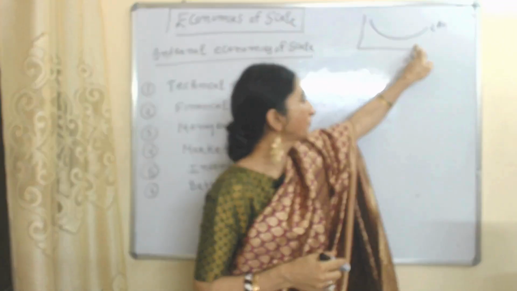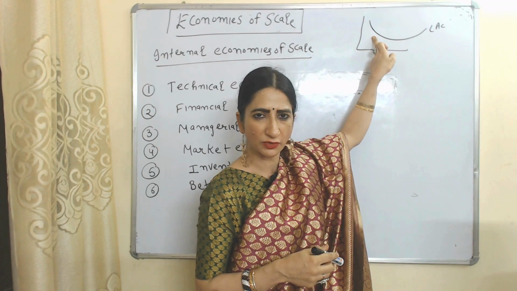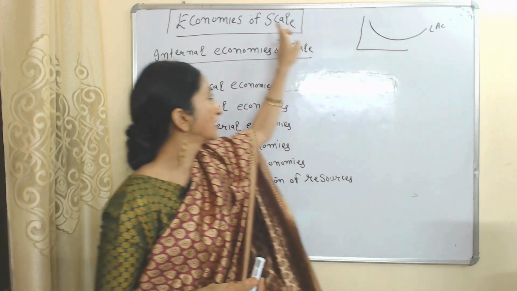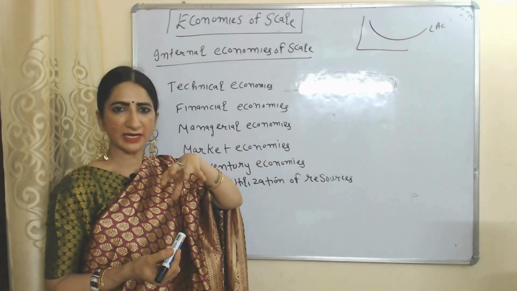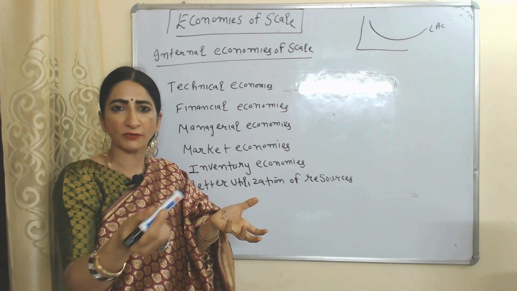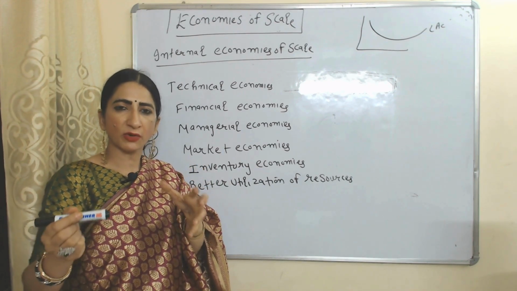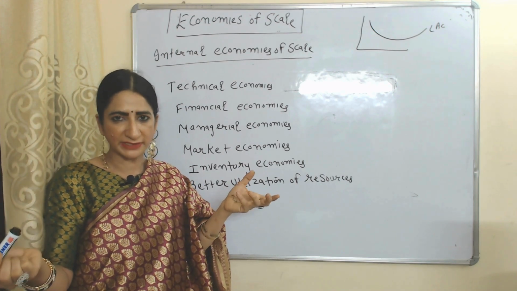This is the shape of the long run average cost. Initially, our long run average cost reduces, but why? Because we are receiving economies of scale. Economies of scale are some benefits which a company receives when it increases the scale of its production. That means economies of scale are mainly received by large industries, companies and businesses.